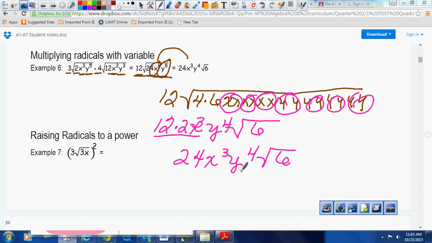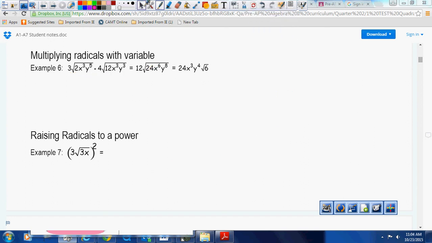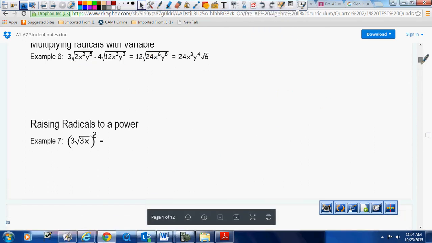Okay, let's take a moment and look at example 7. Remember, pause your video if you need more time to write that down. So now let's go to example 7.